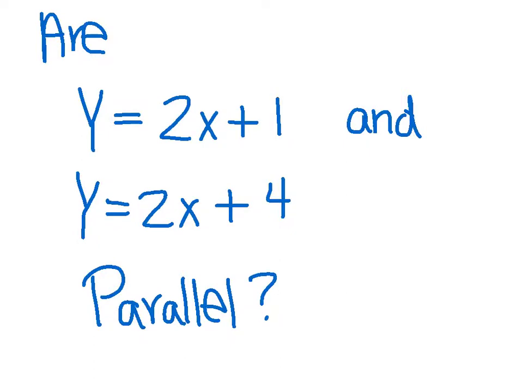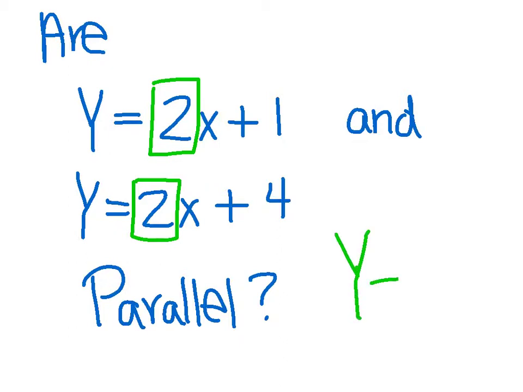Okay, are y equals 2x plus 1 and y equals 2x plus 4 parallel? Alright, so we have 2 in front of our x, that's our slope. The slope for this one is also 2. Remember, if they have the same slope, that makes them parallel. So the answer for this one is yes, they are parallel.